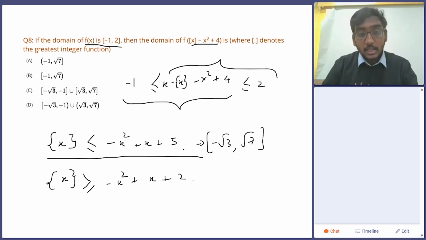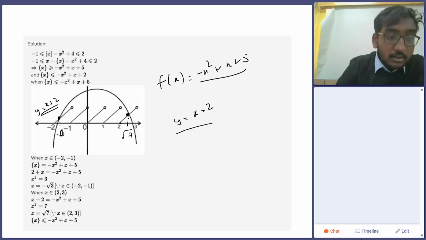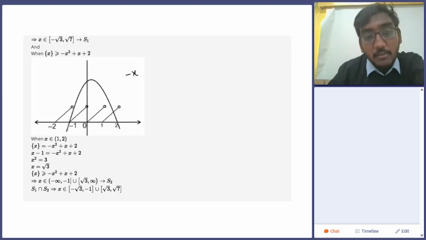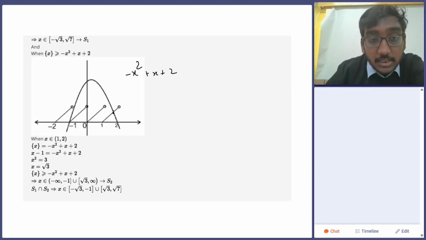And what about the second inequality? Here the fractional part of x should be greater, right, than the parabola. Wait, we will discuss that part. Okay, this is the parabola, which denotes the equation x square plus x plus 2, and this is the fractional part of x. Okay, see the points of intersection. One point of intersection is this, and the other point of intersection is this point itself.